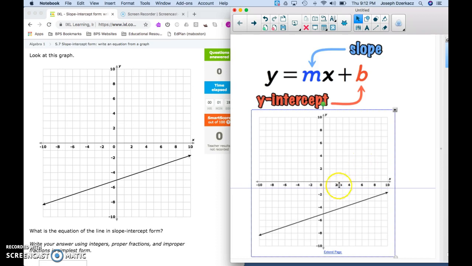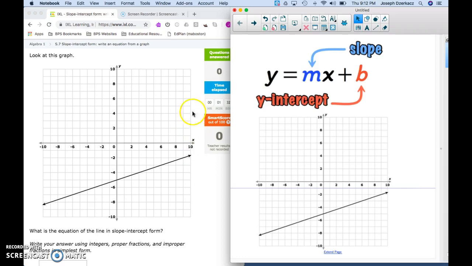I copied the graph over here just so I could draw on it. So first thing you want to do is identify the y-intercept. So where does it cross? Right there. That is at -5. So I know that b, I'll write that over here, b equals -5. Now I need to find the slope.